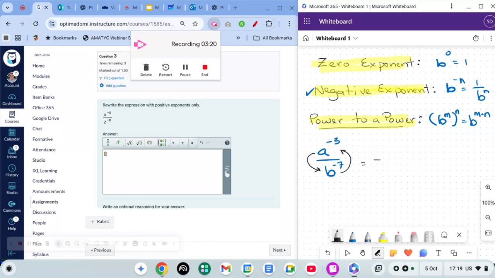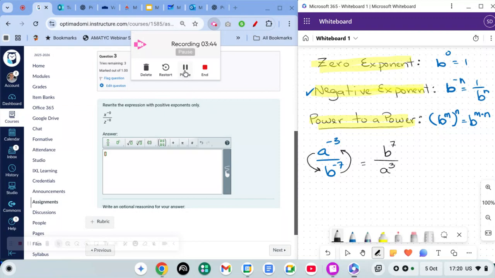Now you're going to have a new fraction. Whatever was on the top, I have a to the negative third power. Now it's going to be on the bottom, but the exponent is going to be positive. And on the bottom, I have b to the negative 7 power. Now it's going to be on the top. That's going to be b to the positive 7 power. So I'm just flipping and changing the exponents to positive. That's how you do that problem.